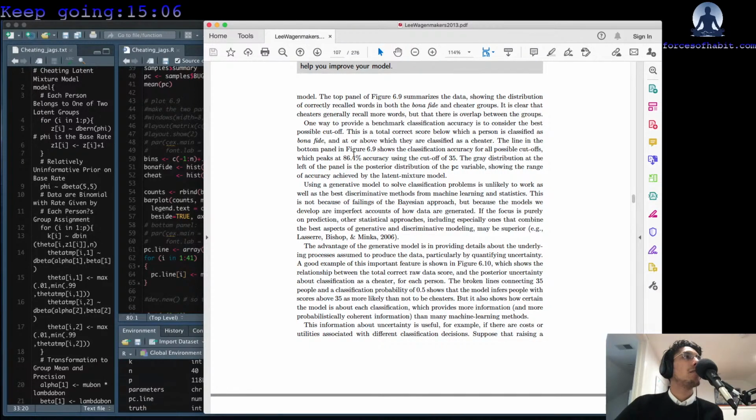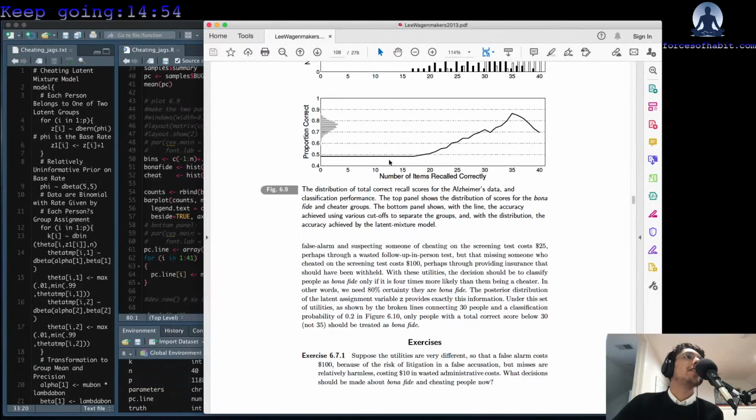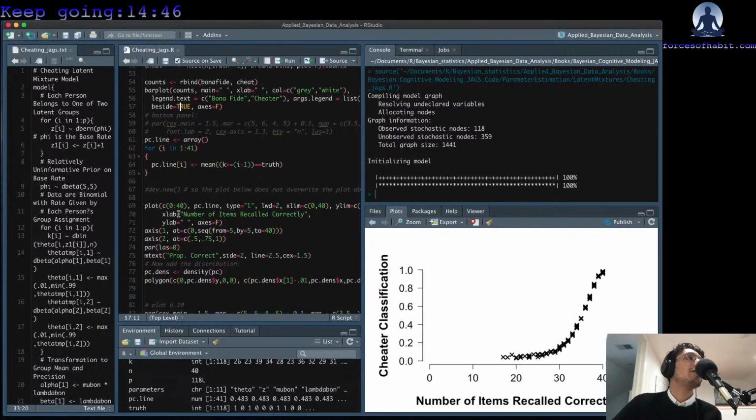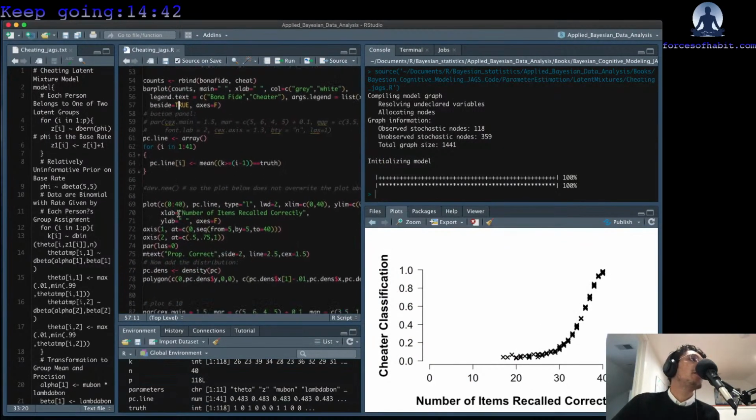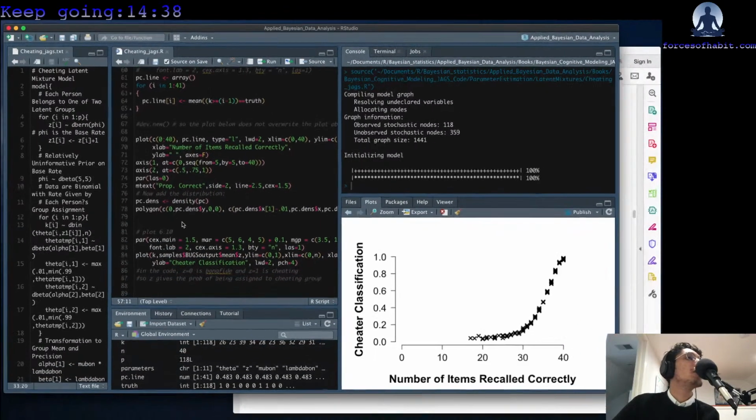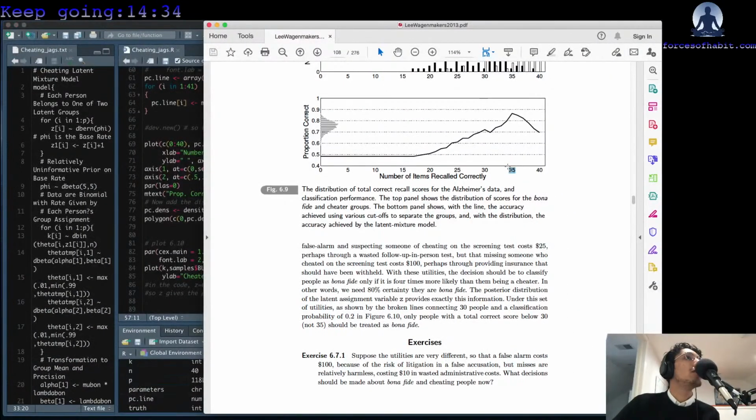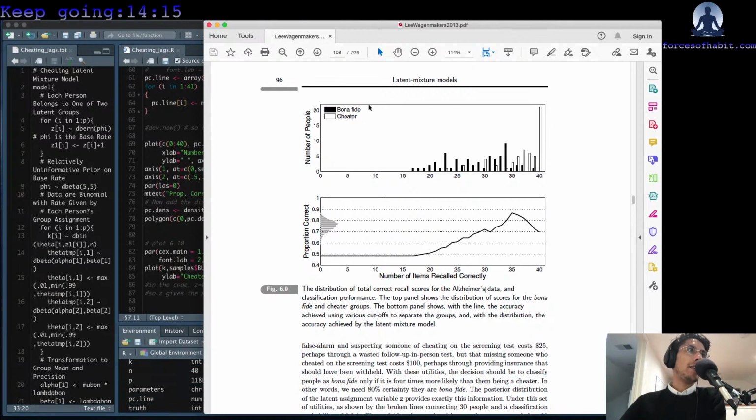The line at the bottom shows the classification accuracy for all possible cutoffs, which peaks here. So a cutoff of 35. I see. So when we set the cutoff to 35, that being when we consider someone a cheater, we're getting something that's very close to what we'd expect, given the true values we know. So if you get more than 35 right, it's more likely that you're a cheater. You see that here, and you see that here.